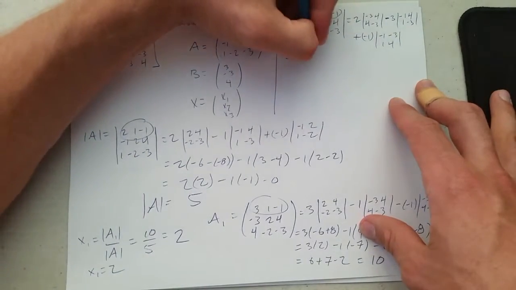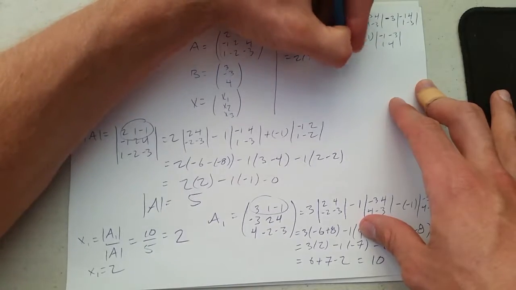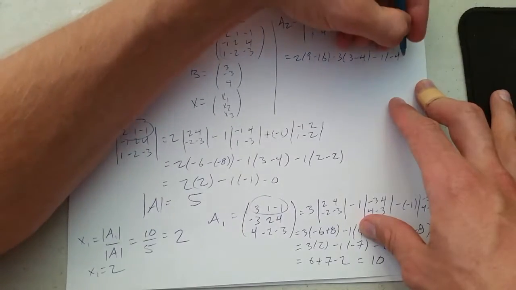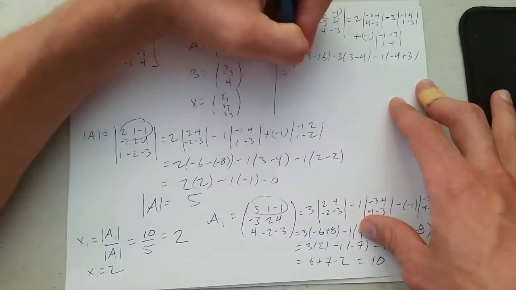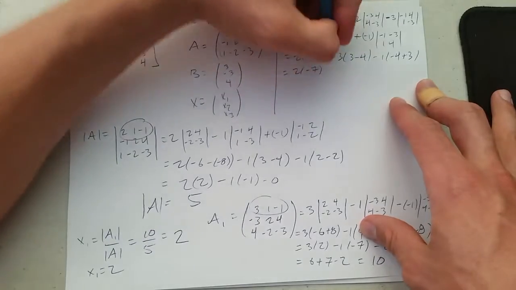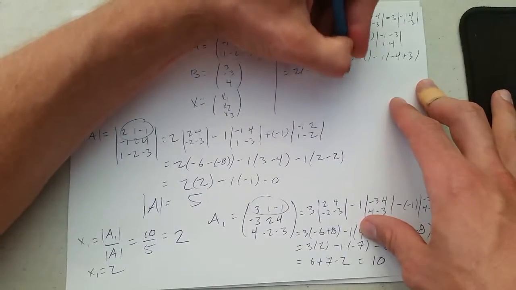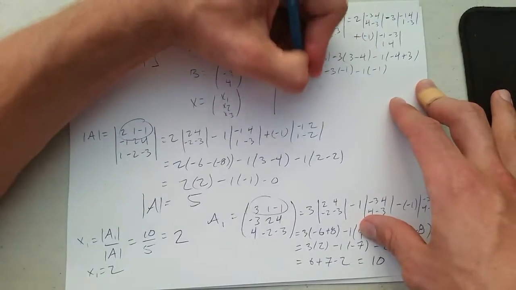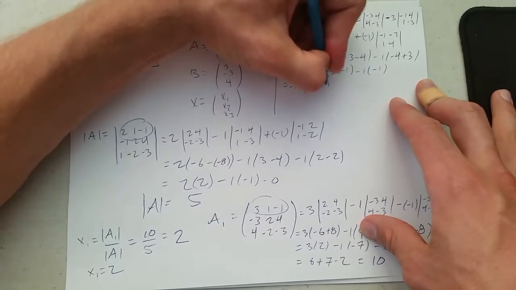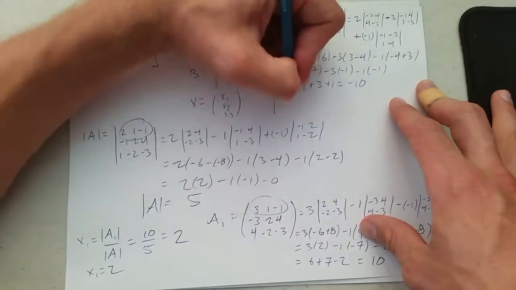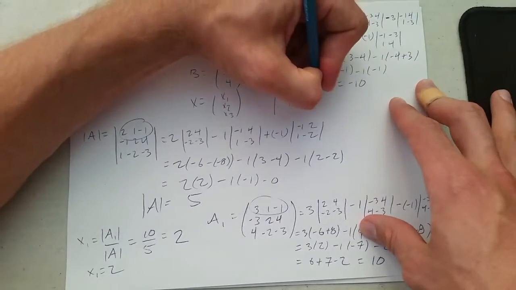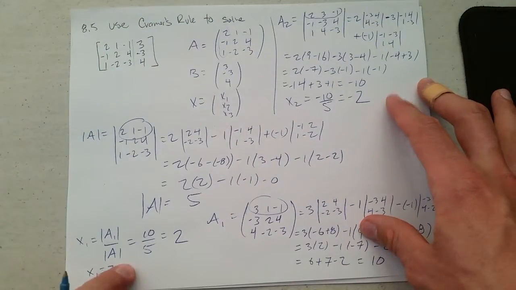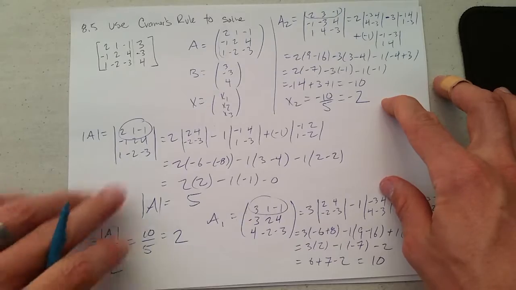So we have 2 times 9 minus 16, minus 3 times 3 minus 4, minus 1 times negative 4 plus 3. 2 times negative 7, minus 3 times negative 1, minus 1 times negative 1. Negative 14 plus 3 plus 1, negative 10. So x2 equals negative 10 over 5, which is negative 2. We got x1, we got x2, and last up we'll get x3.